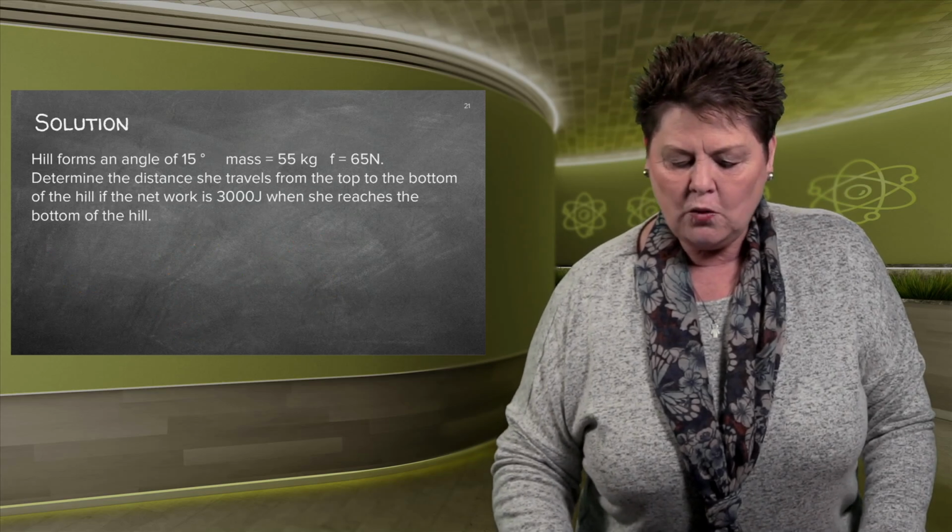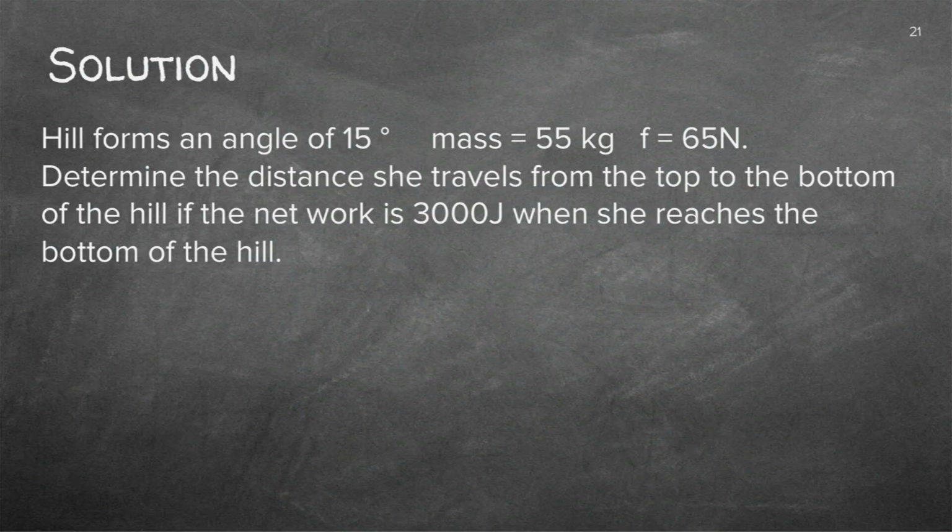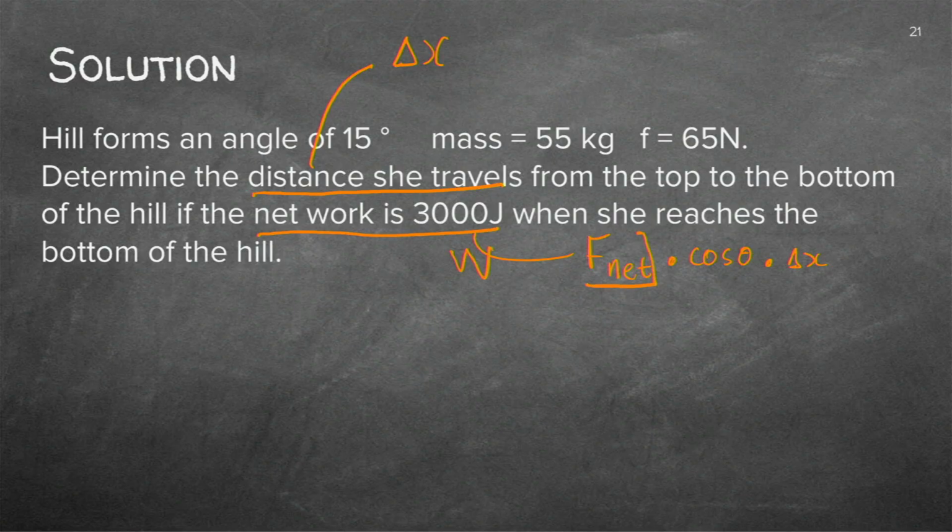They also asked me to determine the distance. Now, this is a new question. They're asking me to determine delta x, but they're giving me another value. They're saying the net work is 3,000 joule. So if the net work is 3,000 joule, we need to calculate the net force, because we know that will give us an indication of the delta x. If I have the W, I can calculate that and find my delta x. So let's get working to do that.